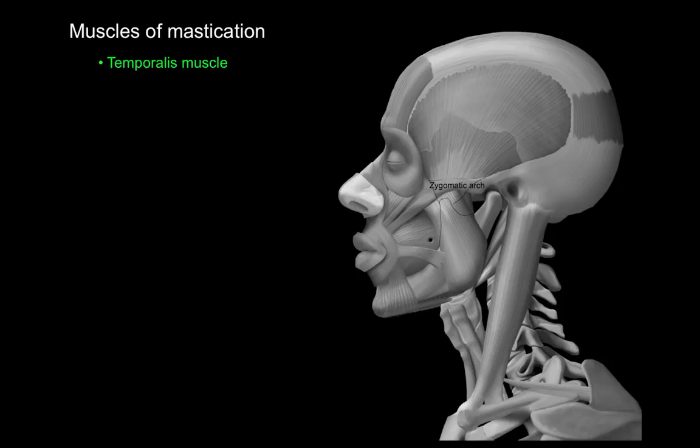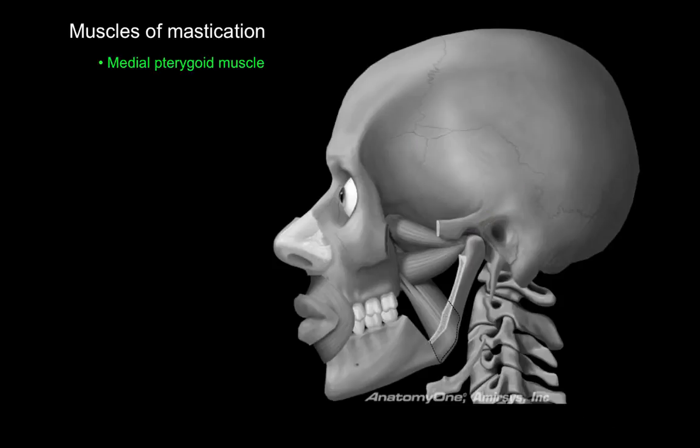Next is our temporalis muscle that arises from the temporal fossa and courses down to attach to the coronoid process of the mandible, and notice it goes deep to the zygomatic arch. The action of this muscle is also to elevate the mandible with power, as in mastication, chewing, and this muscle is also innervated by cranial nerve V3.